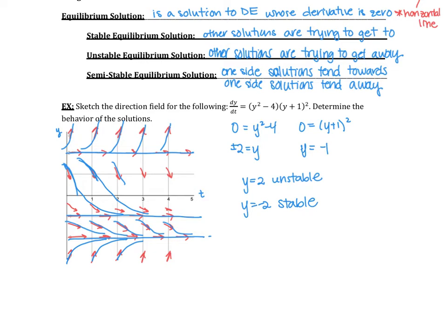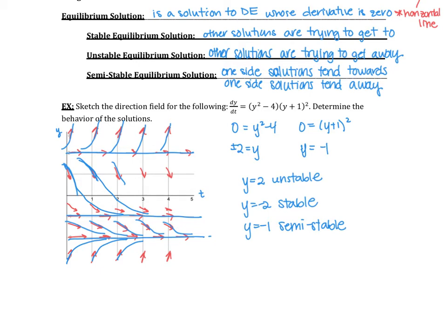And then we're going to call y equals negative 1 semi-stable because one side is tending towards it and one side is tending away. So my equilibrium solutions are y equals 2, y equals negative 2, and y equals negative 1. And some are stable, some are unstable.